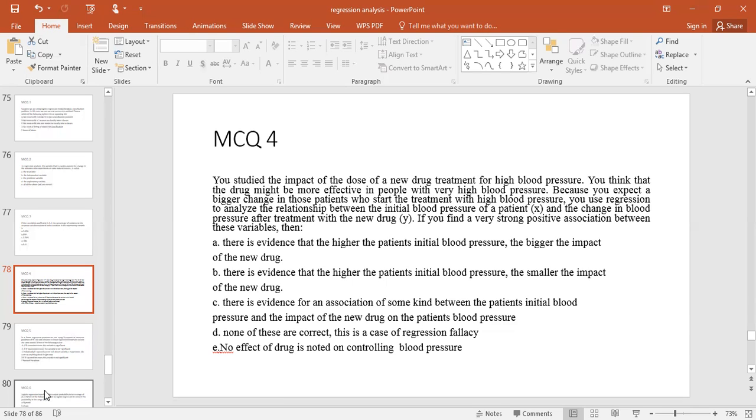C, there is evidence for an association of some kind between the patient's initial blood pressure and impact of the new drug on the patient's blood pressure. Delta, none of these are correct. This is a case of regression fallacy. E, no effect of the drug is noted in controlling blood pressure.